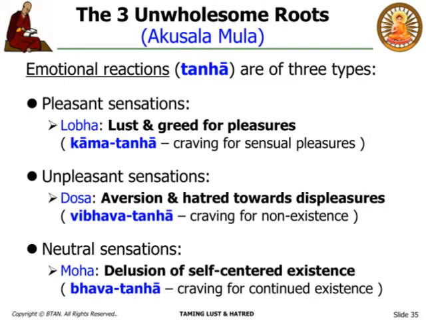Moha is the delusion of self-centered existence. And this is really bhava tanha: bhava, existence; tanha, the emotional reaction, wanting to continue to exist. So, craving for continued existence. These are the three types of tanha, which are collectively called Akusala Mula.